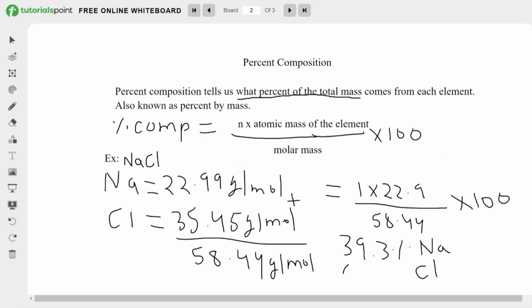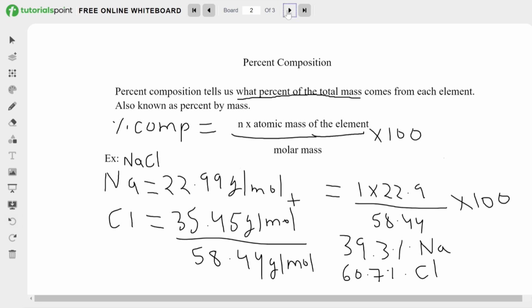So I'm just going to do it this way because it's definitely easier to find. Just subtracting by 100 and getting whatever's left over is chlorine. But you could still go through this whole process again where we do 1 times the atomic mass of chlorine, which is 35.45 grams per mole, over the molar mass times 100. But this is definitely easier and quicker. So now let's go to our next example.